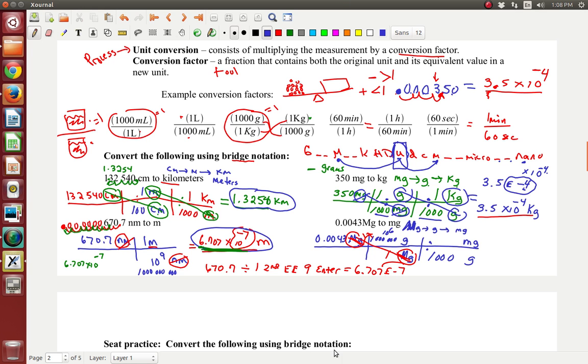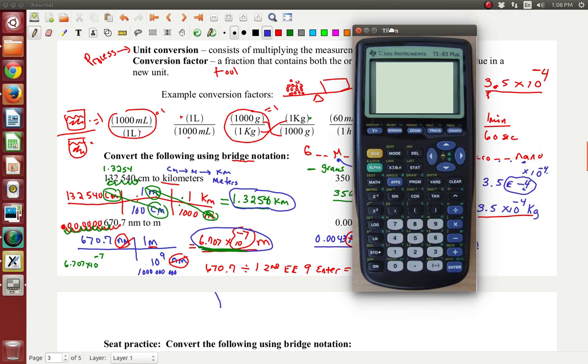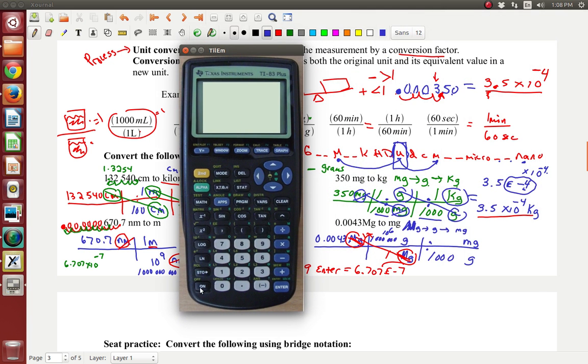I'll pull up my calculator right over here. Whoops. There it is. I've got to move it so we can see. Turn it on. All right. We would say 0.0043, and then I'm going to multiply that by 1,000,000, and then I'm going to divide that by 1,000. Enter. And I got 4.3. That's not right. Something's weird on this calculator, because that should be 4.3 times 10 to the 6th.